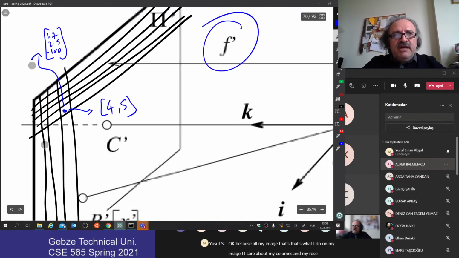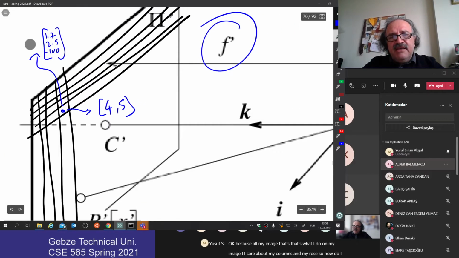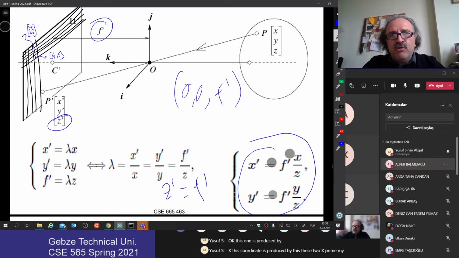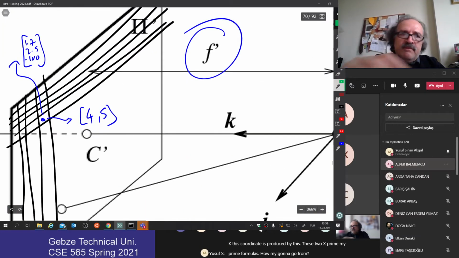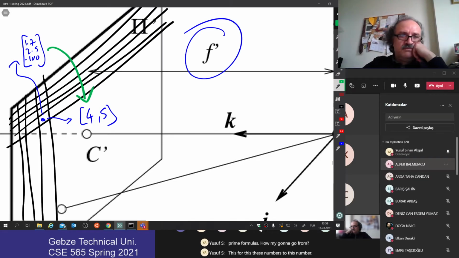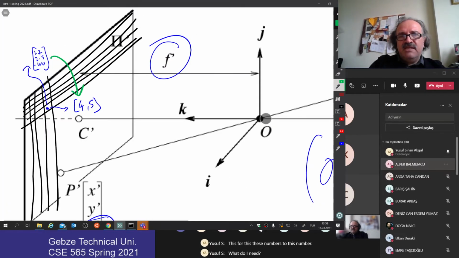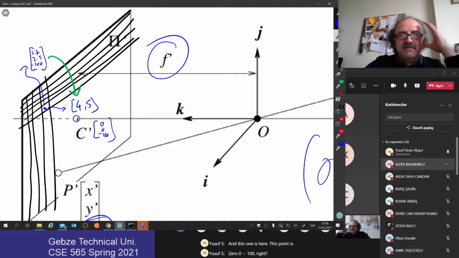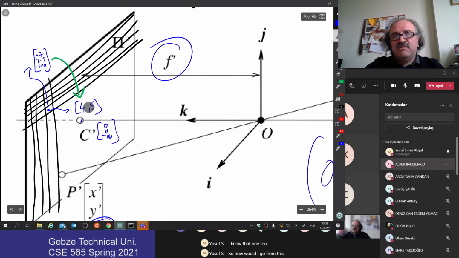This coordinate is produced by these two X prime Y prime formulas. How am I going to go from these numbers to this number? What do I need? I know that this is 0, 0, 0, right? And this point is 0, 0, minus 100, right? I know that one too. So how would I go from this position to this one?